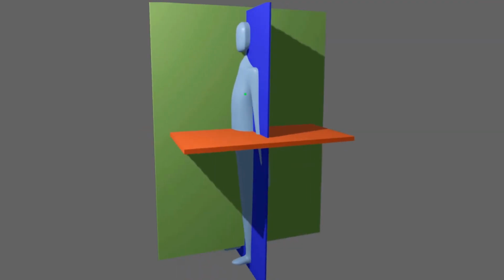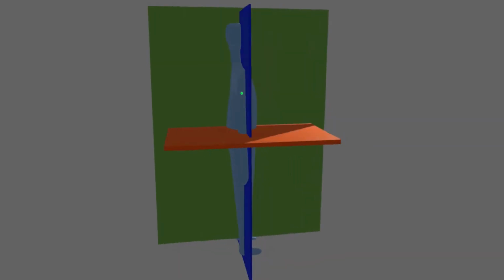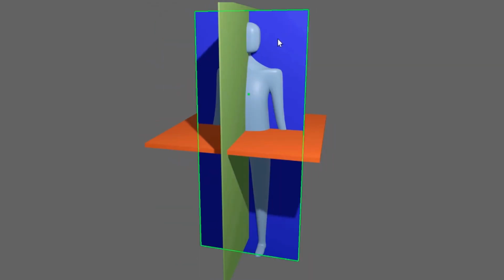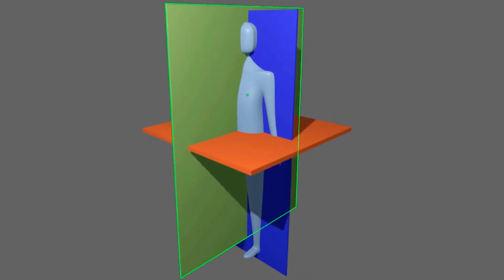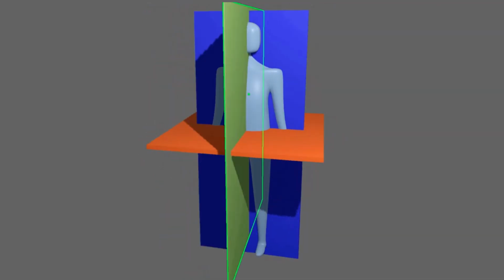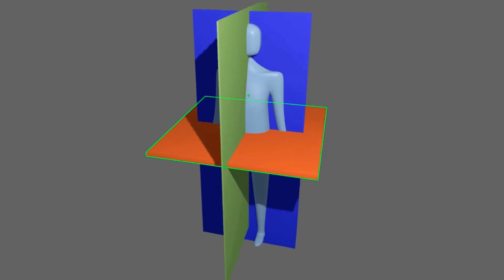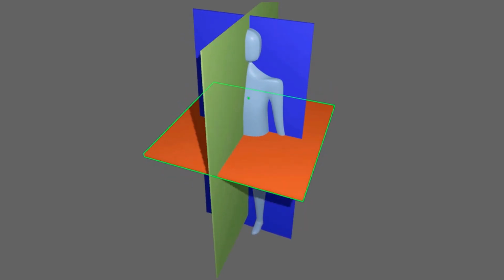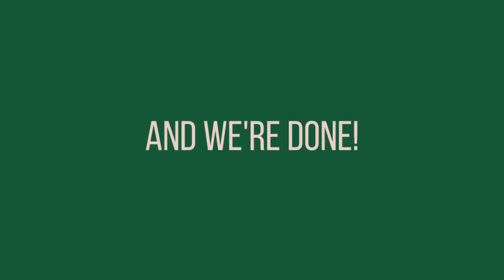Here's another model to show you the coronal, median and transverse planes together. This is the coronal plane. The median. And this is the transverse. And we're done.